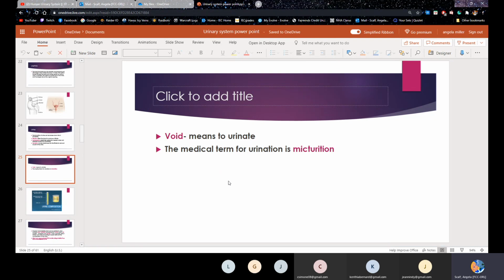Now, of course, medical terms like to be technical and difficult. So there is another term for this, and it's called micturition, and that's just another term for voiding or urinating or peeing. All of those are the same thing.